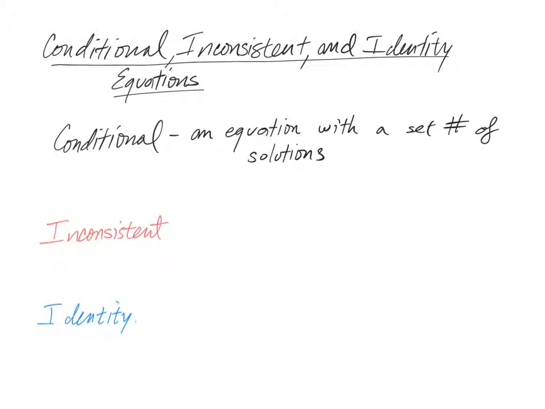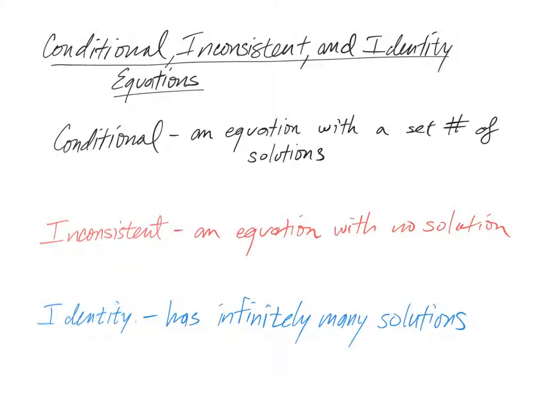An inconsistent equation is an equation with no solution. And that's fine. You probably have run into this in your math career before. But that's what we call an equation that has no solution. We call it inconsistent. And the last type of equation, the identity equation, has infinitely many solutions. And that's it. That's the difference between all three. Let's take a look at some examples and see if we can classify the next equations that you'll see as conditional, inconsistent, or identity.